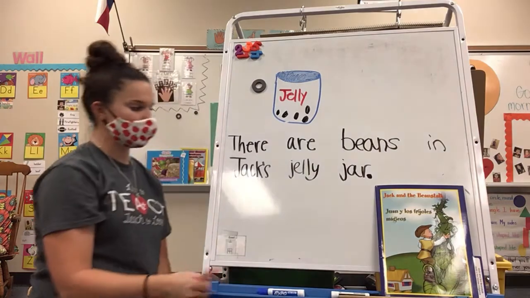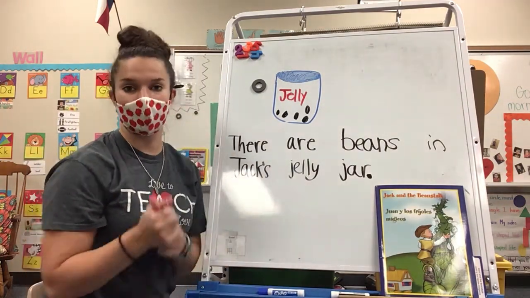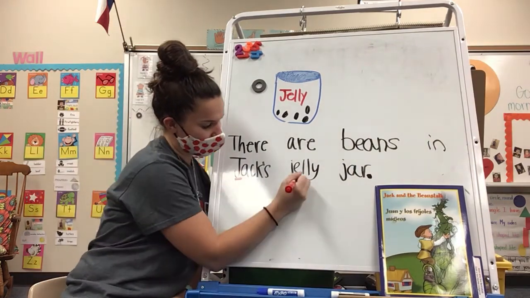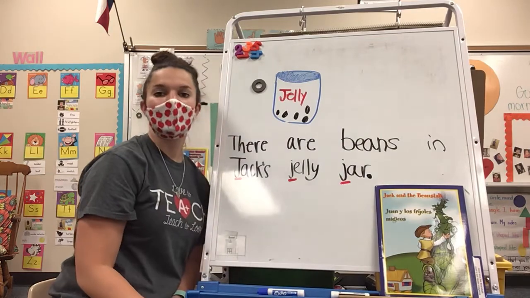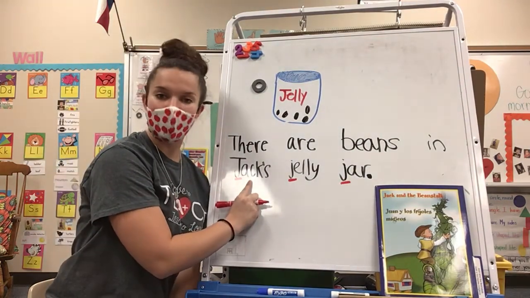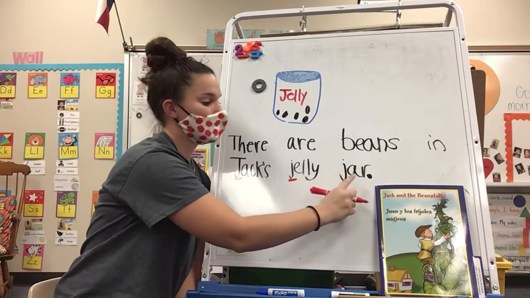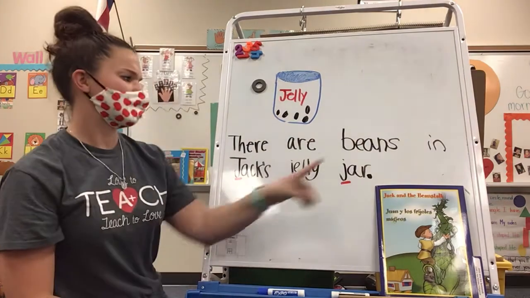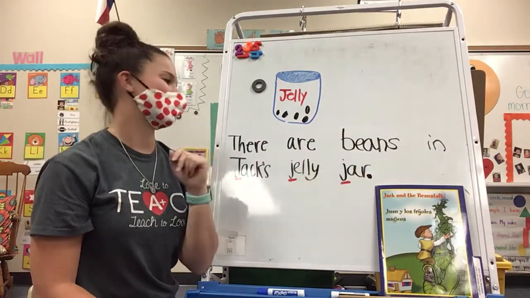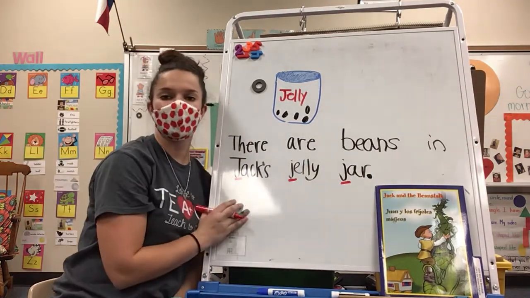And like we talked about, what does Jack, jelly, and jar start with? Right, the letter J. And what sound is that? J. Good job. Repeat after me. Jack. Jelly. Jar. Does beans start with J? That starts with B. So yeah, we know that these 3 start with the same sound. J.